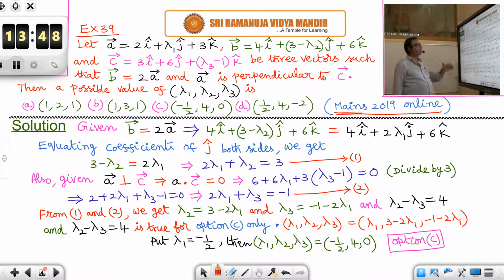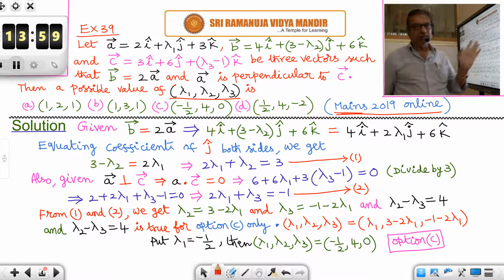Then a possible value of lambda 1 comma lambda 2 comma lambda 3. So ordered triplet he has given. So we have to find the values of lambda 1, lambda 2, lambda 3, the 3 unknown quantities. Possible value of, so that means there may be several possibilities. But from the given options we have to choose the correct option. Okay.